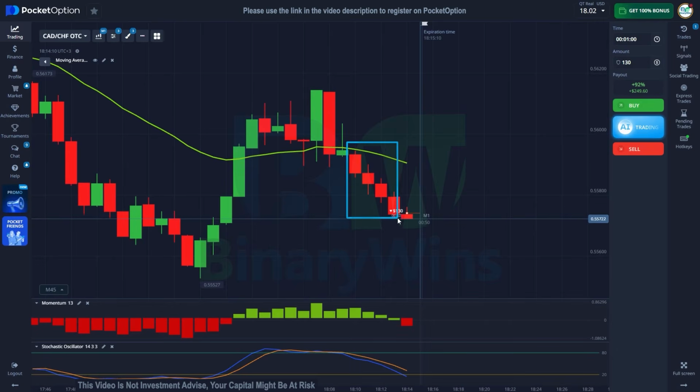Look, we have a bearish momentum, a cross from positive to negative, and the stochastic has touched the lower line and is crossing it. That's why I entered the lower trade.